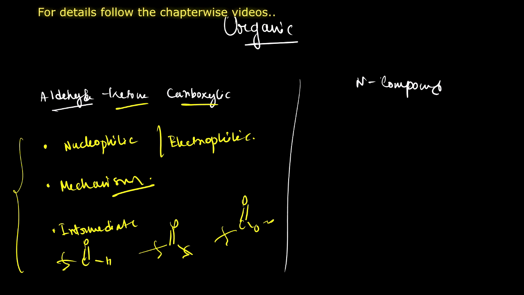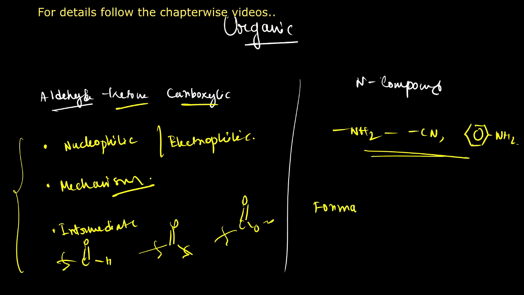Next, in the case of nitrogenous compounds, we have amines, we have cyanides, and aromatic amine in the form of aniline. And here also aldehyde, ketone, carboxylic acid formation. The reagents, the reagent chemistry, and what is important, the mechanism and nucleophile and electrophile, the whole thing you have to follow in my individual videos for aldehyde, ketone, carboxylic acid and the organic compounds containing nitrogen.